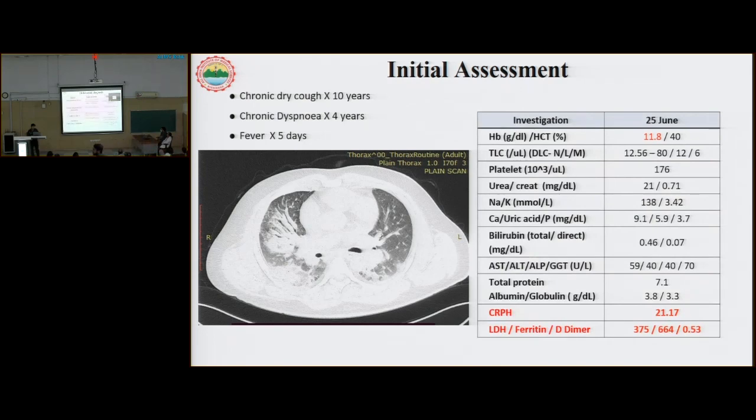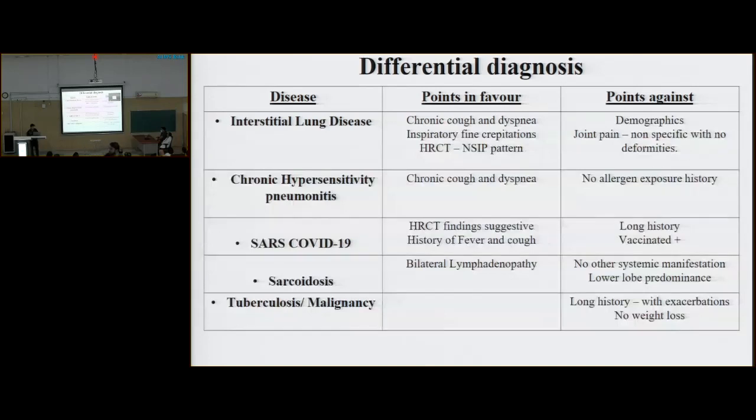So we revised our differential diagnosis at this point, and interstitial lung disease was kept as the first differential, keeping in mind chronic cough, chronic dyspnea, inspiratory fine crepitations on examination, and the HRCT finding that was suggestive of an NSIP plus organizing pneumonia type of pattern. The other differentials were chronic hypersensitivity pneumonitis, which is a close differential of the same. SARS-CoV-19 was also kept in one of the differentials, and sarcoidosis and tuberculosis were kept lower down.